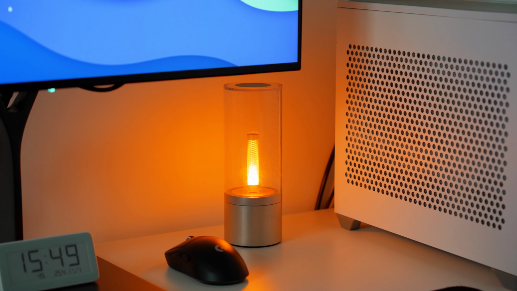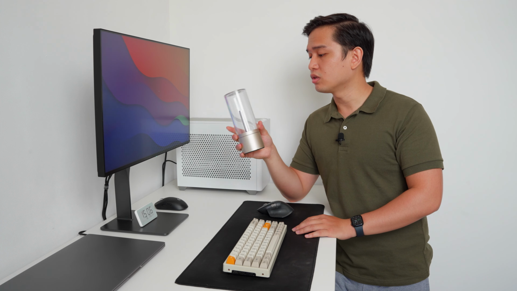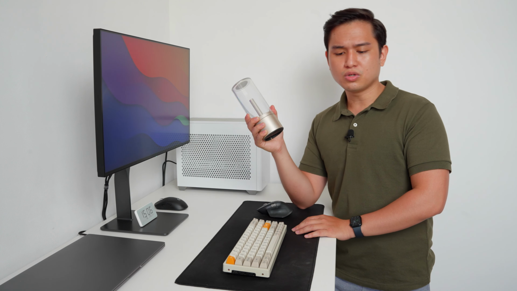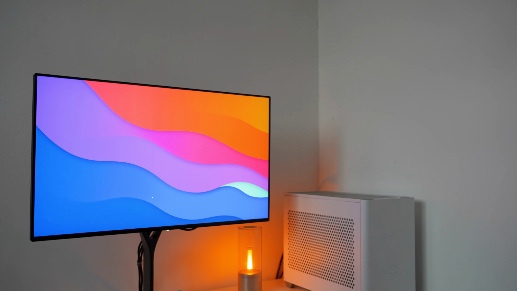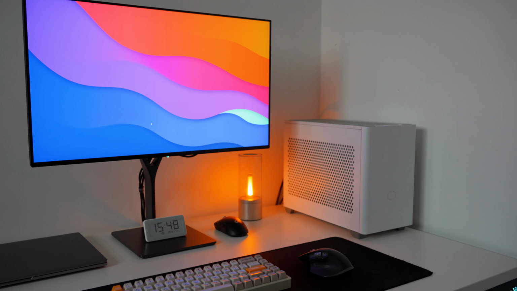This is a Yi Light chargeable candle. It has a really warm light that looks really pleasant to the eye. So that's why I have this. It's also a really good night light, which was the main reason I got this. And yeah, that's basically it. It's basically a night light with a very warm light.